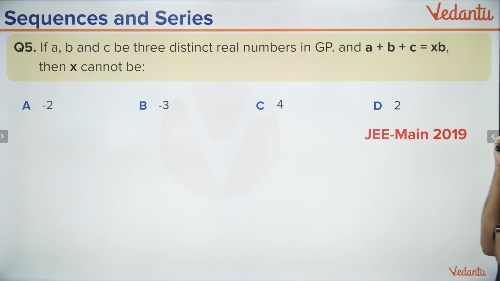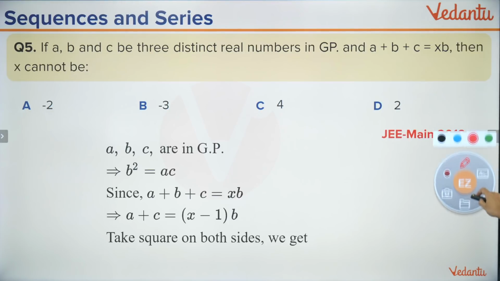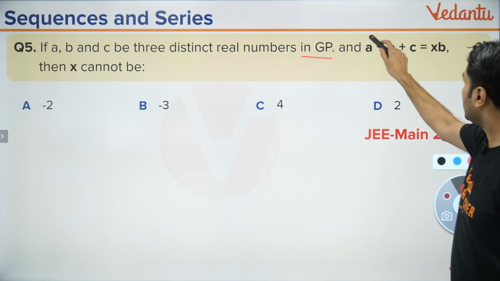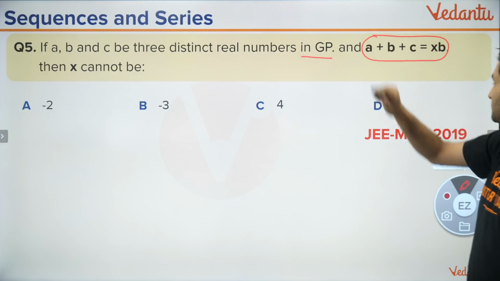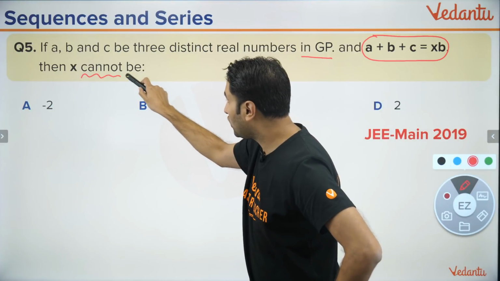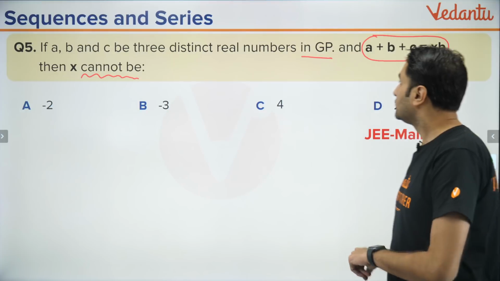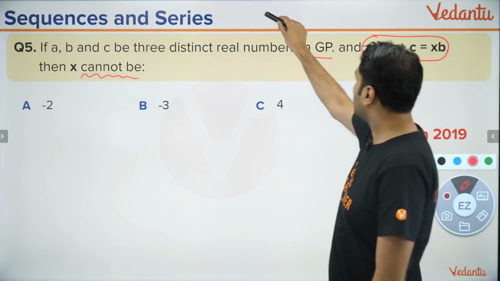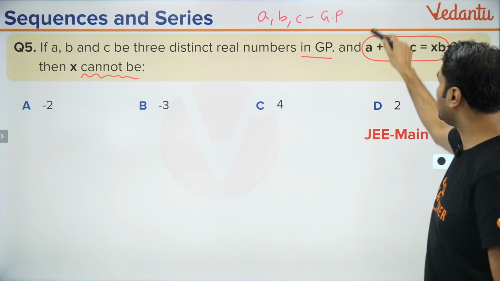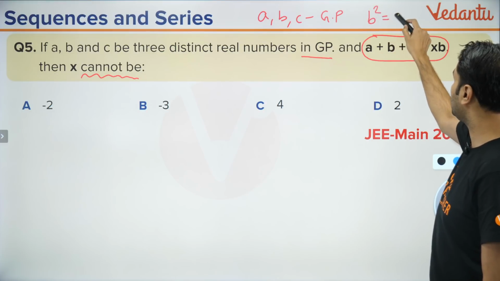आ जाओ. If A, B, C are three distinct real numbers. अच्छा, ये GP में है, numbers are in GP. बड़ी अच्छी बात है, very good. Then numbers are in GP. This is given to you. A plus B plus C is equal to XB. Then X cannot be. Don't forget it is cannot be in the question. Okay, cannot be. So A, B, C are in GP. This immediately implies B square is equal to AC.